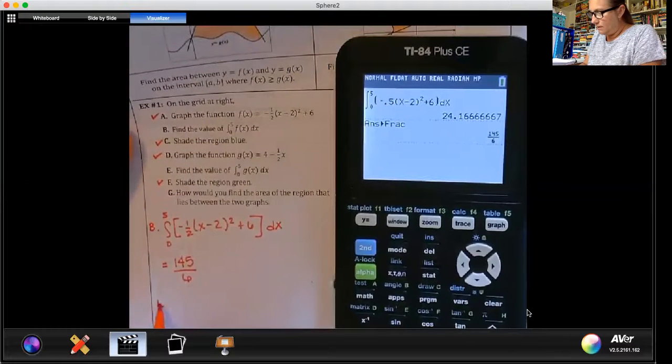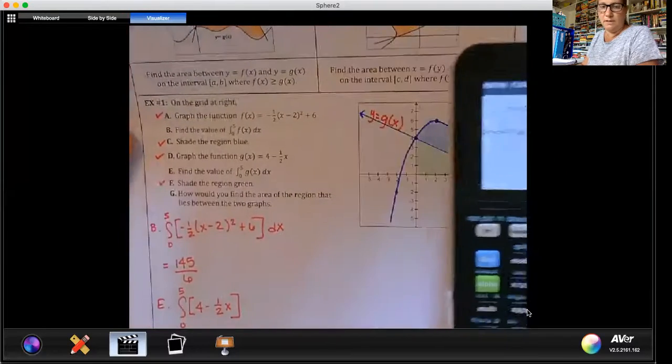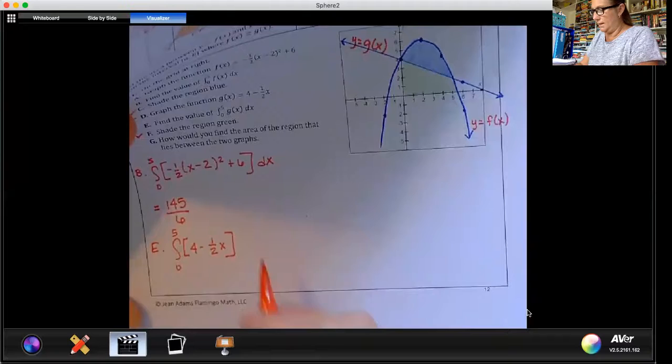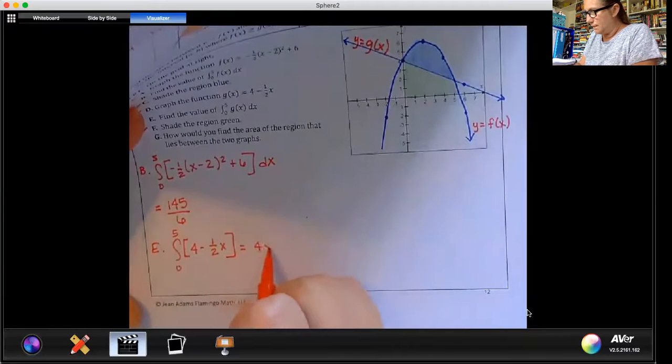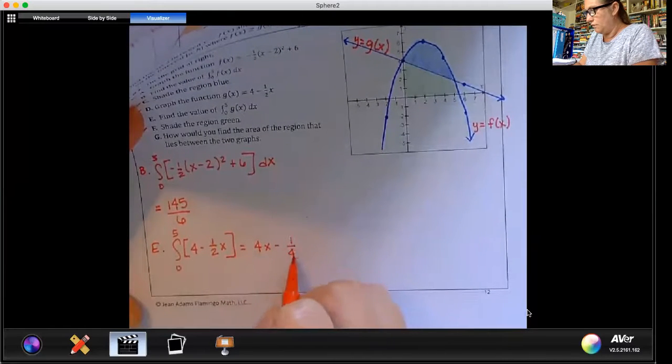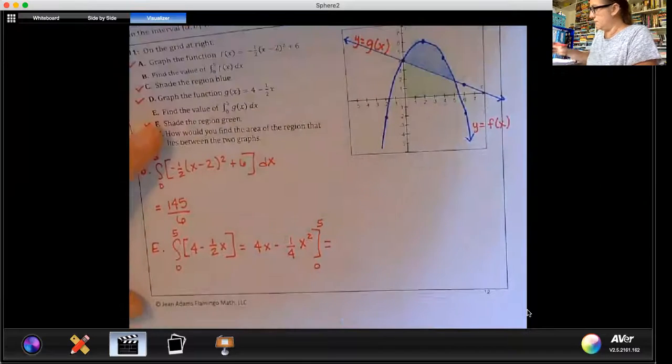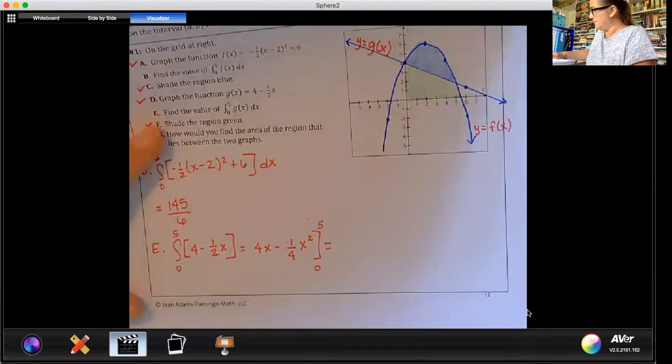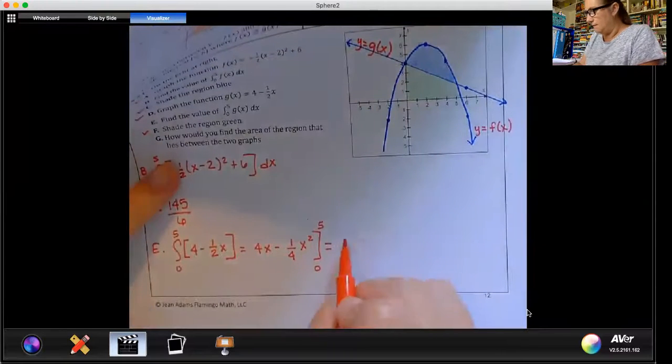And then we're going to find the value in part E of the integral from 0 to 5 of g of x. And that one's pretty simple, so we'll go ahead and do that one by hand. This is 4x minus 1/4 x squared from 0 to 5. Zeros are going to give me zeros. So 4 times 5 minus 1/4 times 5 squared. And that is going to give me 55 over 4.